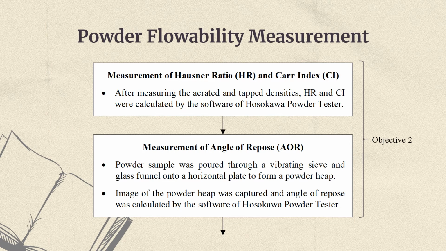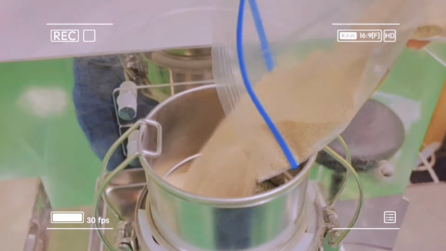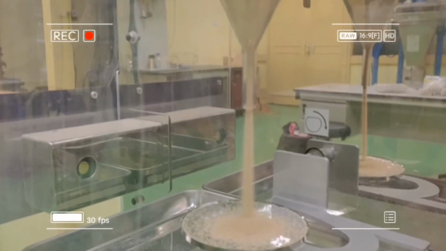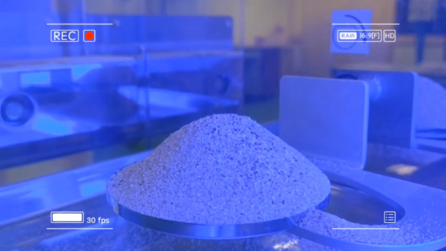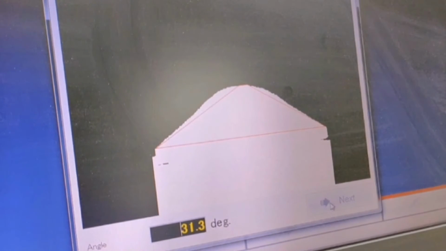To achieve Objective 2, Hausner ratio and Carr index were automatically calculated by the software of Hosokawa powder tester after measuring the bulk densities. For angle of repose measurement, the powder sample was poured through a vibrating sieve and glass funnel onto a plate to form a conical powder heap. The image of the powder heap was captured and the AOR was then calculated by the software.